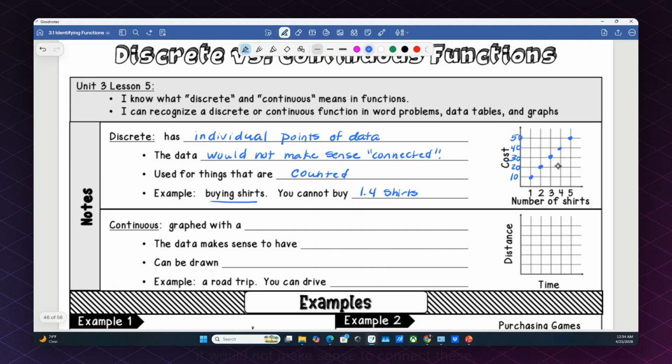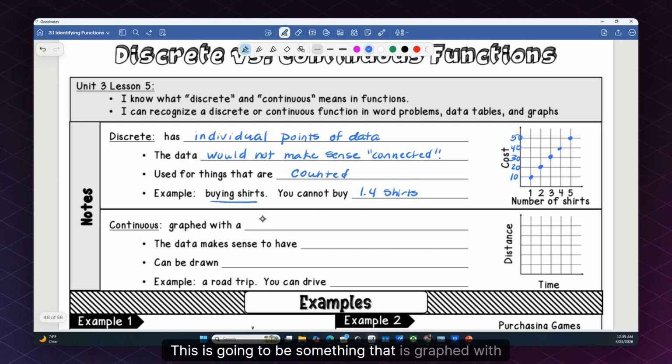It would not make sense to connect these because it's actual numbers of shirts. So there's no meaning here in the middle, like 1.5 shirts. What would the cost be of 1.5 shirts? It doesn't exist.